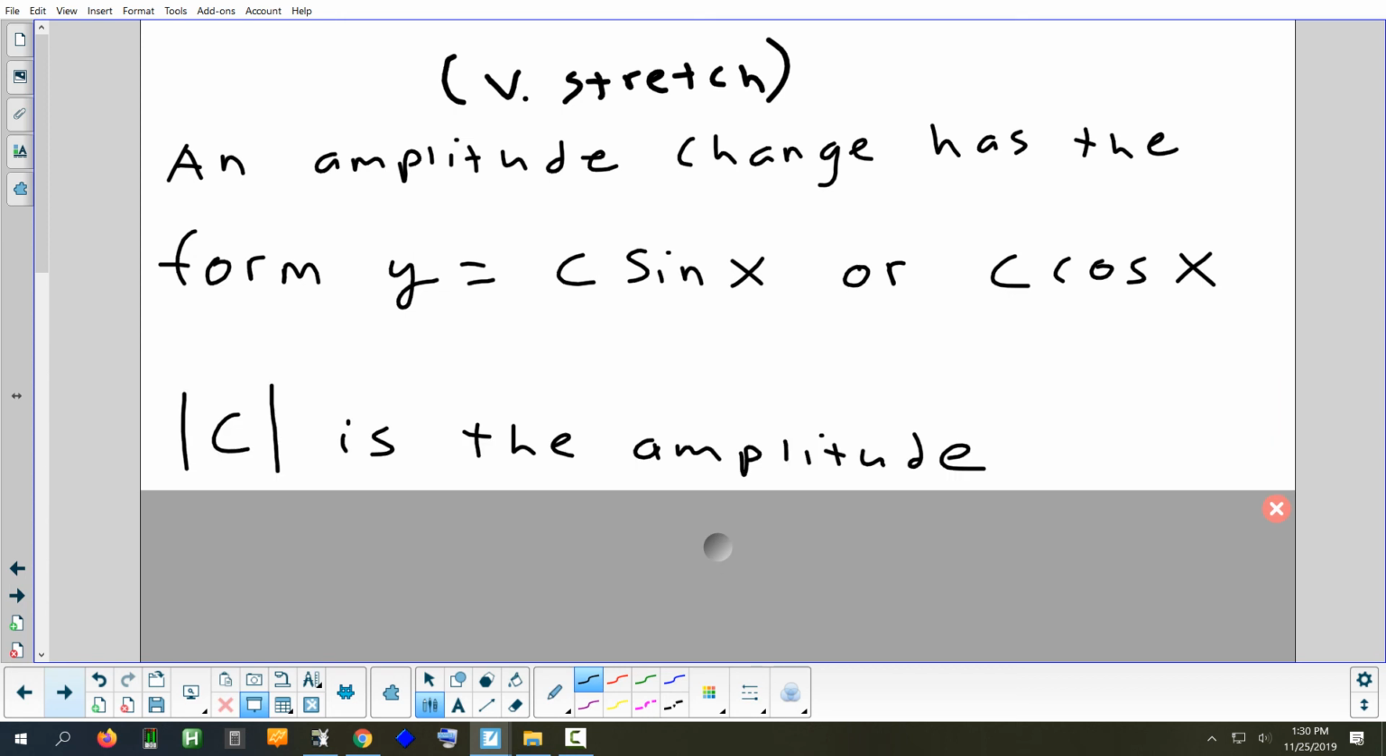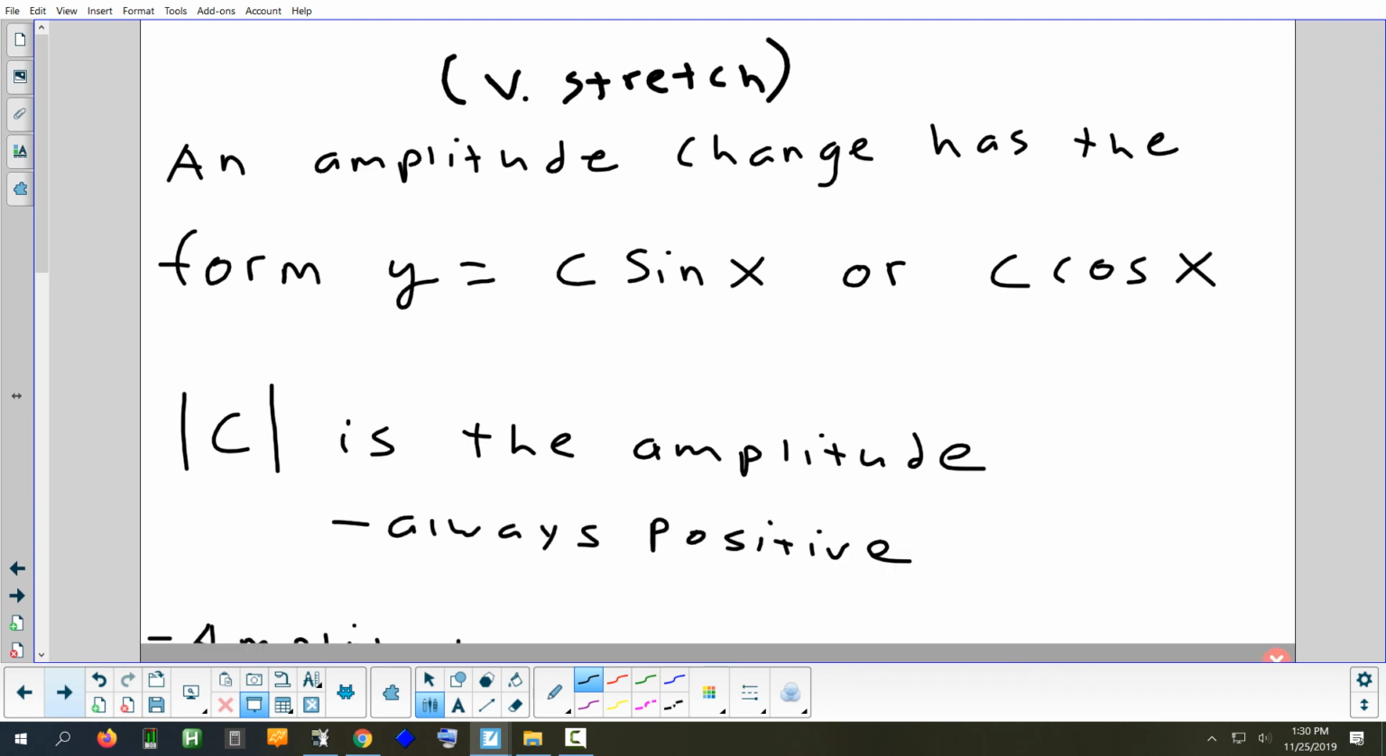So, 3 sine x, 2 sine x, -5 sine x. Those are all vertical stretches. The negative also causes something else to happen. Does anyone remember what a negative does with this? A vertical flip or vertical reflection. Yep. So, this is where I can ask you a question.